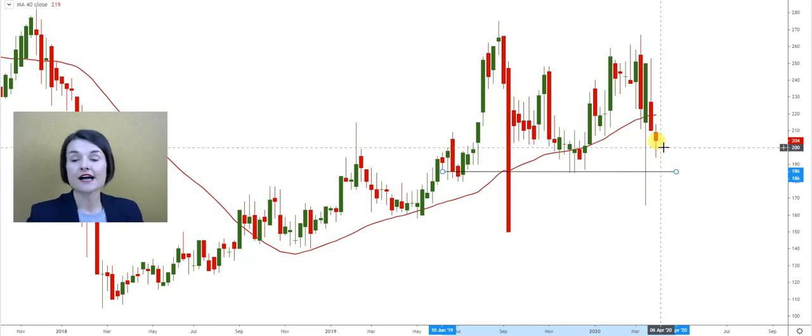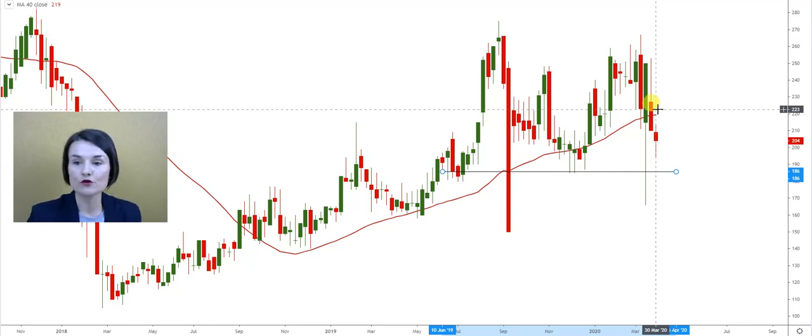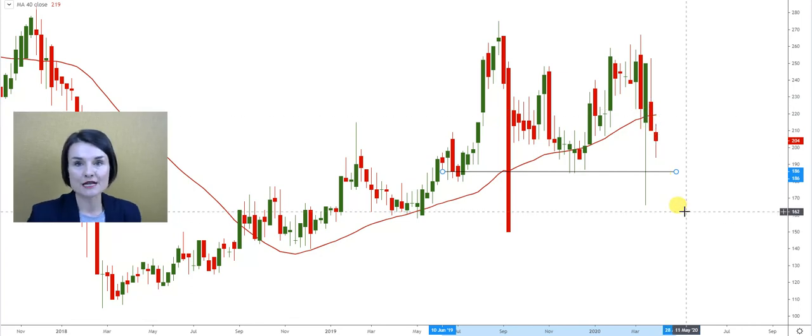So you can take a sigh of relief, again, above that 40-week moving average. But as long as we consolidate below it, I will be a little bit concerned about Pan Africa.